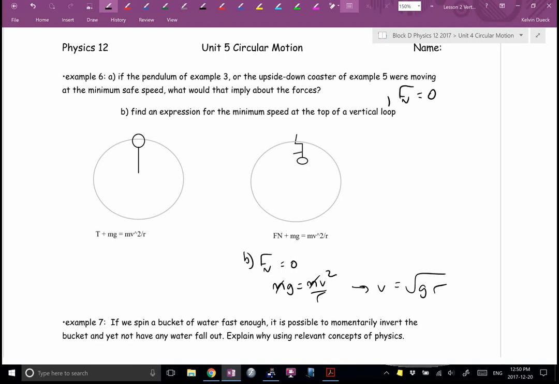Oh, it's very similar to normal force being zero. So let's take the tension equation underneath the first circle, and let's write up here, tension would be zero. Tension would be zero, and we'll get mg equals mv squared over r. Oh, ha! Same answer. There's your minimum safe speed for either situation.